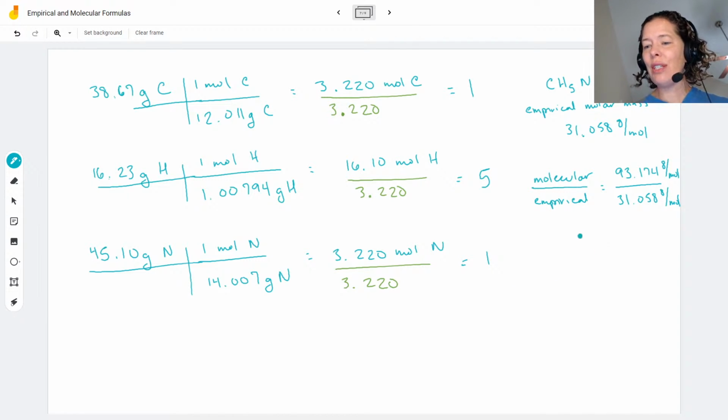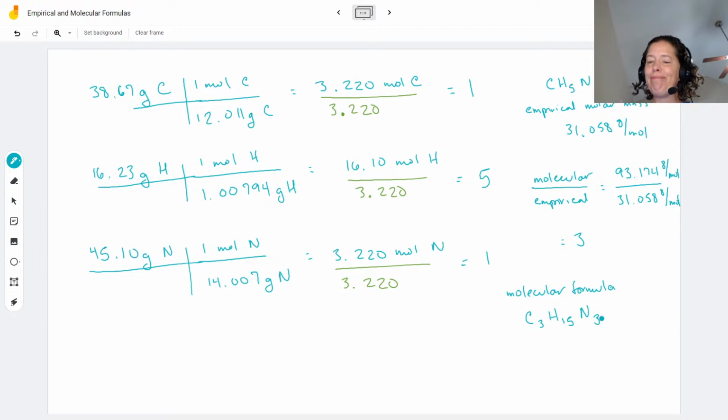Okay, so if I do this division, I get a ratio of a nice whole number of 3, which means that my molecular formula is just 3 times my empirical. So this will be C3H15N3. And there's my molecular formula.